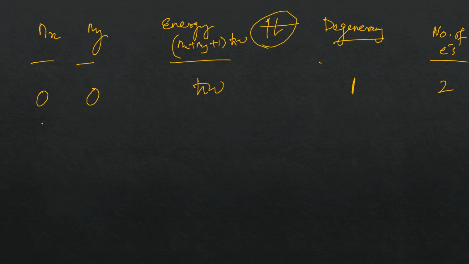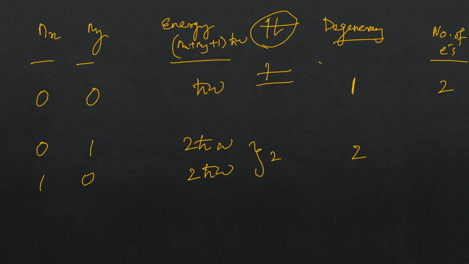Now this is done. Then 0, 1 and 1, 0. The energy is 2 h cut omega. The degeneracy is 2. The number of electrons will be, for 2 states, 4 electrons.